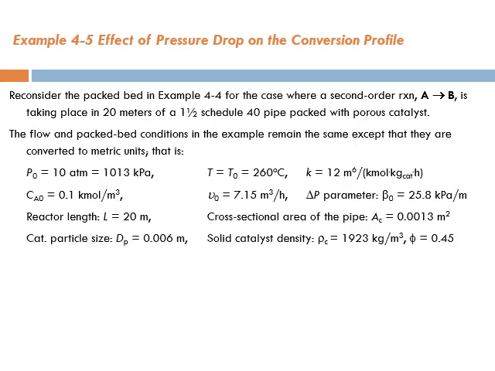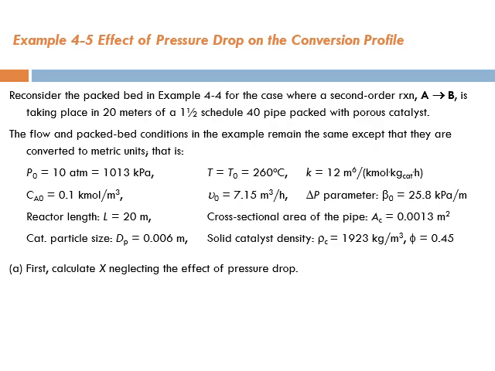That is, P naught is in atmospheres, so we have it in SI units. T naught, we have it. The length is not 60 feet anymore, it's written as 20 meters. The particle size is given, the temperature is constant, epsilon naught is given, the volumetric flow rate is given at the entrance. K for the reaction is given. The pressure drop parameter beta naught is calculated, remember, in example 4.4, but now we convert it to kilopascal per meter. The cross-sectional area is given. The solid catalyst density rho c is given.